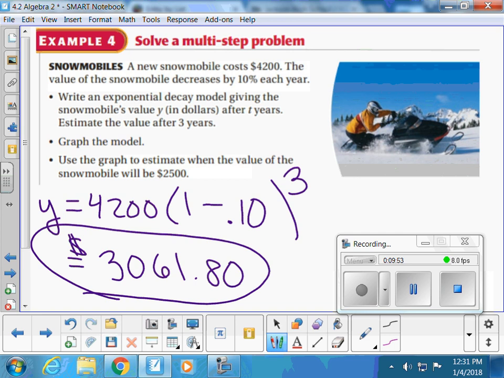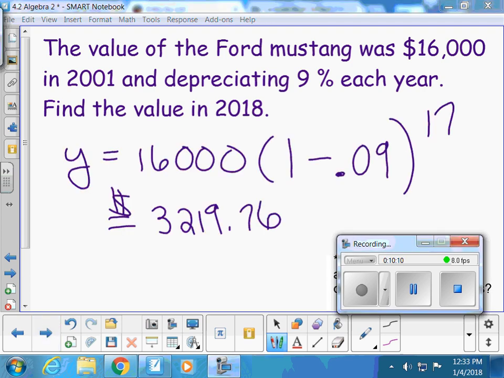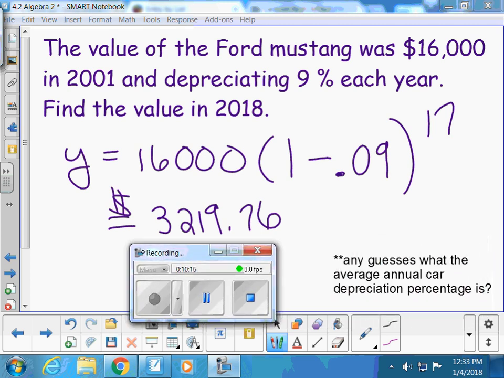And then we're on our graduation problem to see if you can graduate the lesson. So, go ahead and try to see how much this car would be worth in 2018. And if you can get it, you graduate. All right, so the answer was 3,219.76. I hope you graduated.